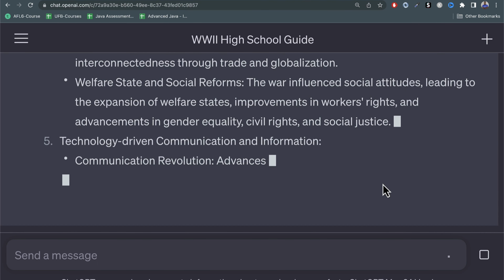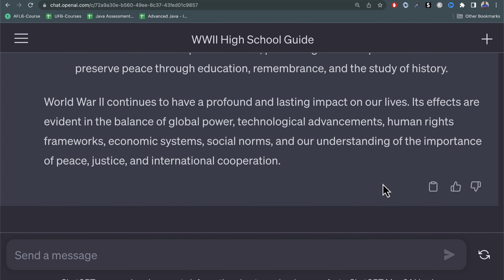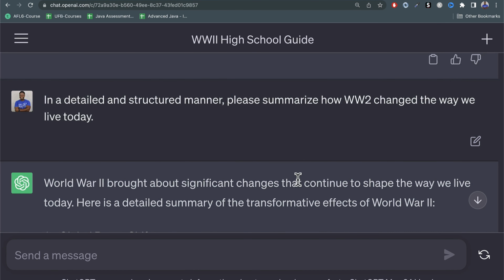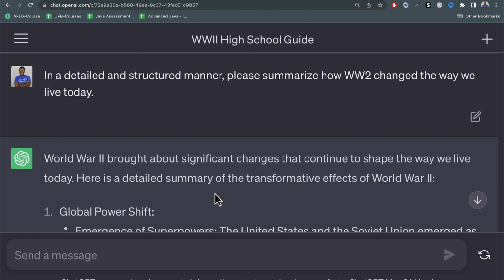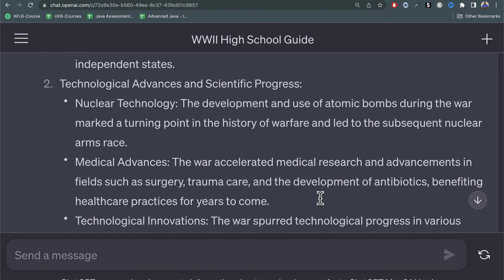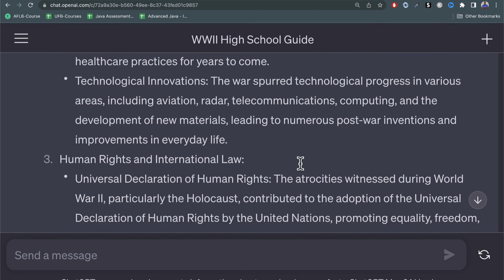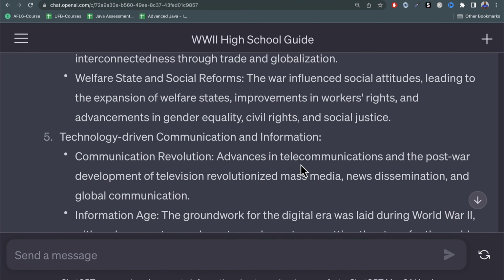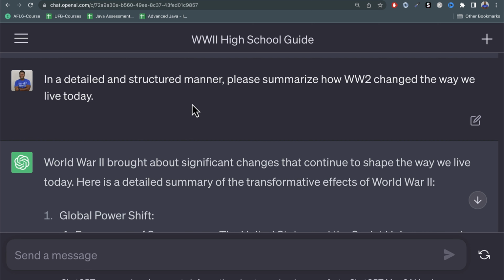And there you have it. You can see ChatGPT is spitting out in detail what we asked it to do. Let's take a look. World War II brought about significant changes that continue to shape the way we live today. And here's a detailed summary of the transformative effects of World War II. Global power shift. Number one, technological advances and scientific progress. Human rights and international law. Economic and social transformation, technology-driven, and so forth. This is a very detailed approach, right? Instruction-based, because we instructed it directly in what we want to do.